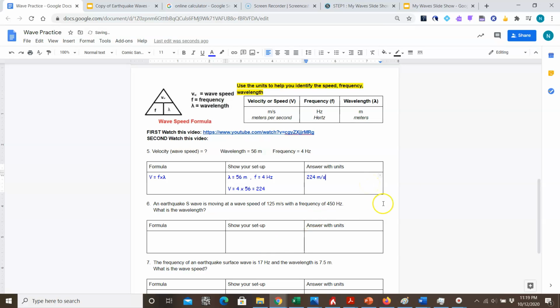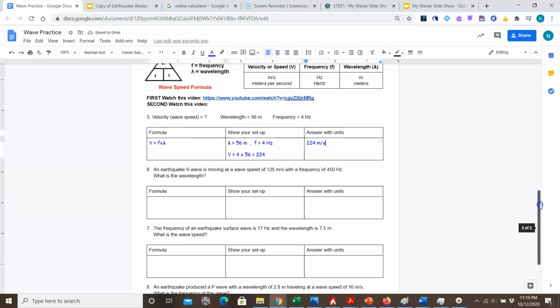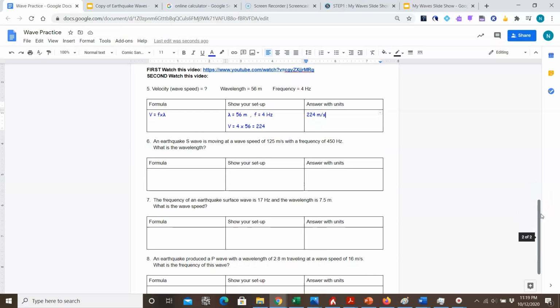I've got one more example to do together, and then you're going to do the last two on your own. The next one is actually a word problem, so I'm going to underline key information as I go. An earthquake S wave is moving at a speed of 125 meters per second with a frequency of 450 hertz. What is the wavelength?